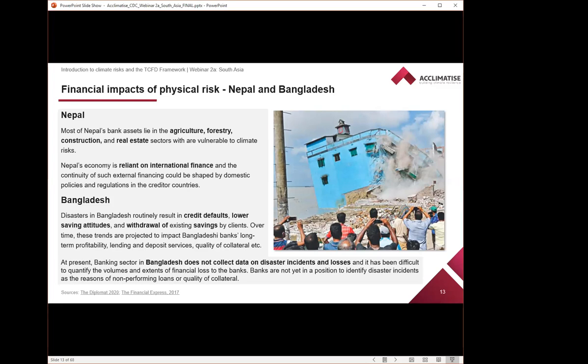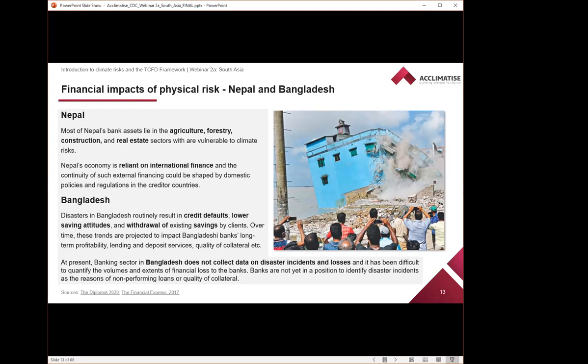Now, Nepal's economy is also heavily reliant, in fact, for Bangladesh as well, on international finance, whether it's lending from development finance institutions, whether it's foreign direct investments or long-term commercial debt. So the continuity of such external financing will likely be shaped by how policies and regulations evolve in the creditor countries. And that's something for Nepal and Bangladesh, and actually Pakistan also to think about.